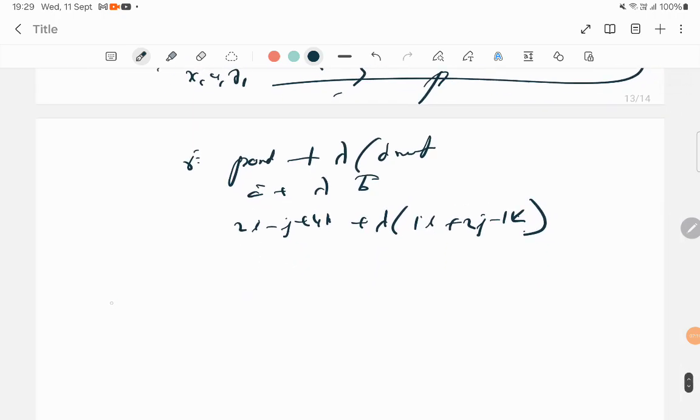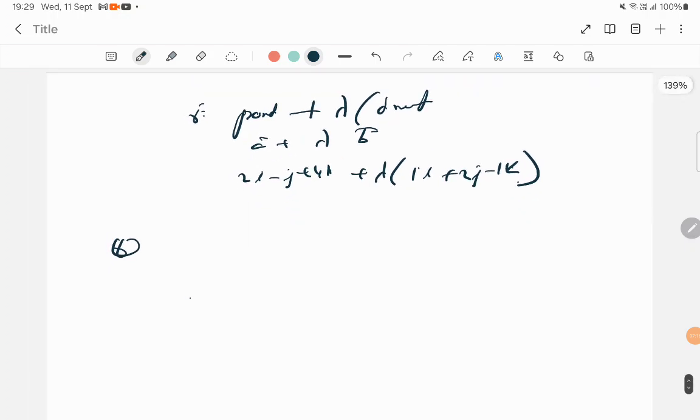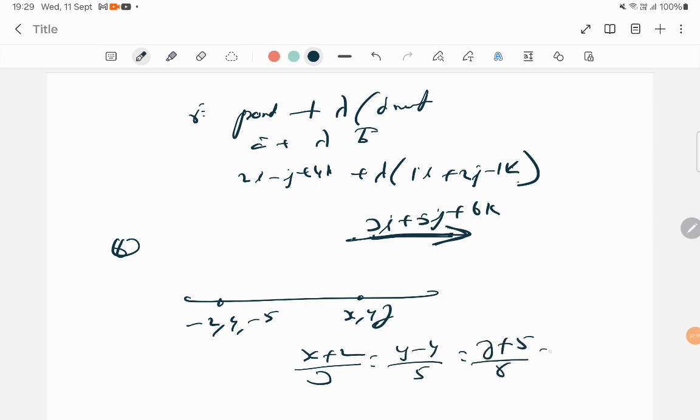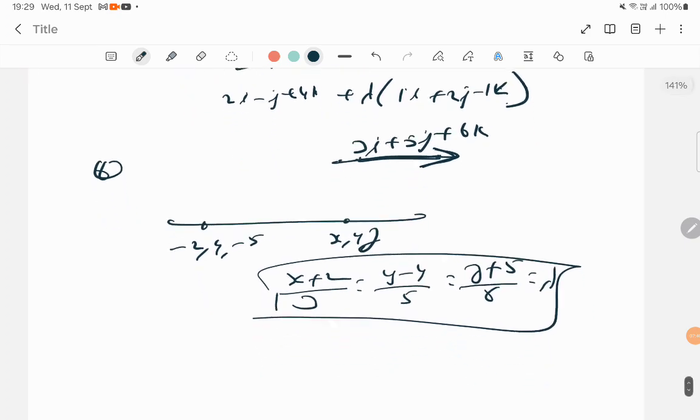The sixth question. The Cartesian equation of the line passing through the point (minus 2, 4, minus 5) and parallel to a line. But you know, I don't need the line's equation. I only need the direction. And what is the denominator of the line? Is my direction. So 3i plus 5j plus 6k. So consider an arbitrary point x, y, z. So it's (x plus 2)/3 = (y minus 4)/5 = (z plus 5)/6 = lambda, is the Cartesian format.